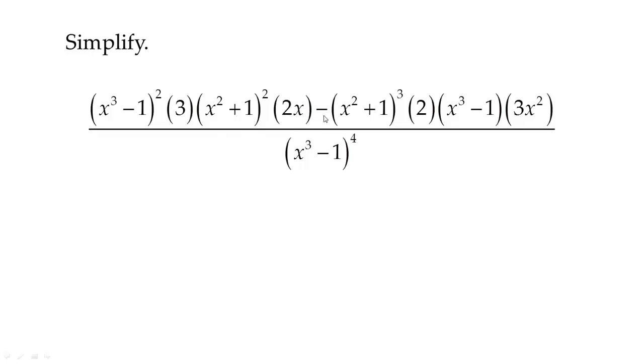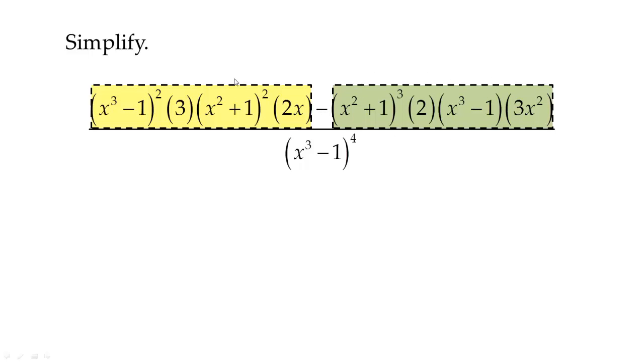times 2x minus x squared plus 1 to the third power times 2 times x cubed minus 1 times 3x squared. All of that is being divided by x cubed minus 1 all to the fourth. We can see here that all of this information is being multiplied together, and then it's subtracted from this information on the right. All of this in yellow is one single term, and all of this in green is also one single term.